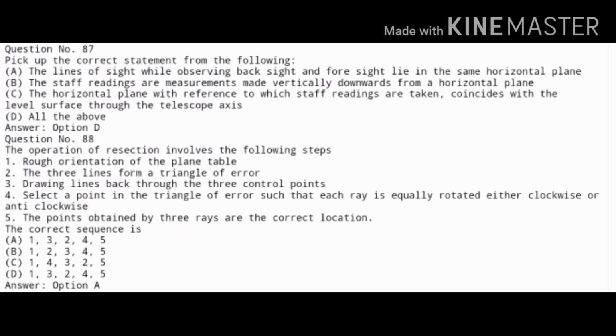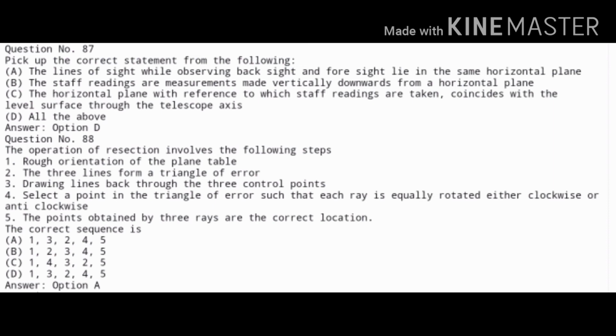The line of sight while observing back sight and foresight lies in the same horizontal plane. The staff readings are measurements made vertically downwards from the horizontal plane. The horizontal plane with reference to which the staff readings are taken coincides with the level surface through the telescopic axis. Resection involves the following steps.